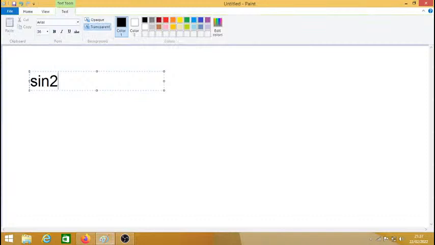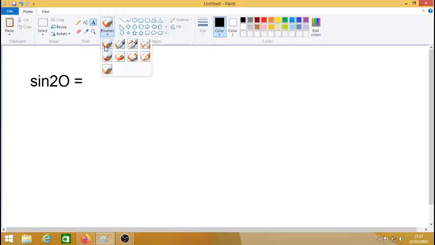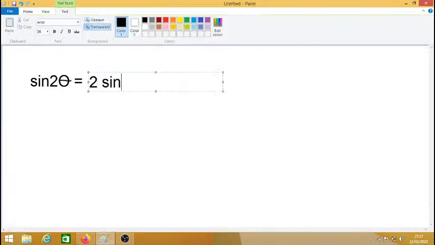So you've got sine 2 theta. Hopefully you're comfortable with that one by now. That's an easy one to get into your brain. It's equal to, or identical to, 2 sine theta cos theta.